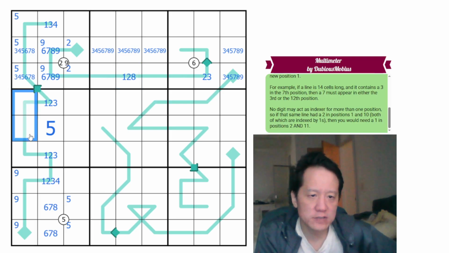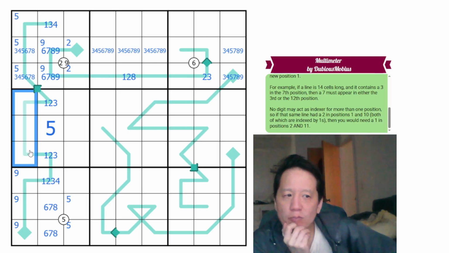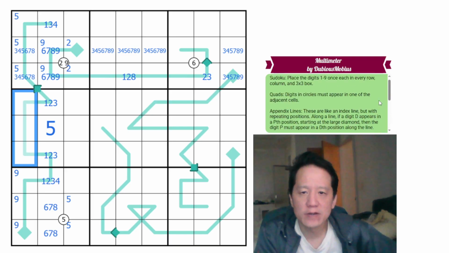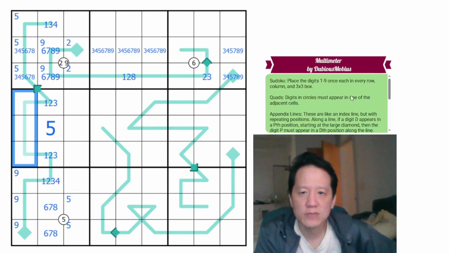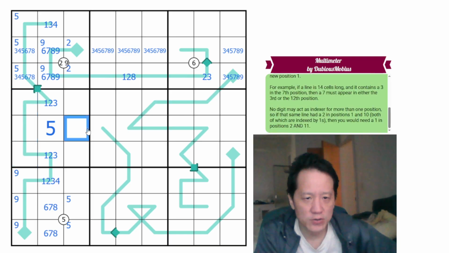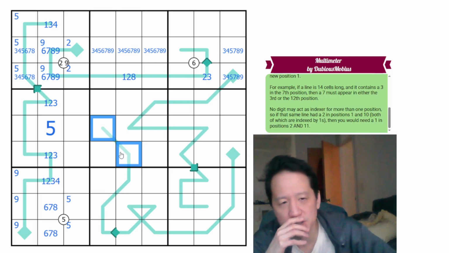Remaining digits. Okay, do we have any other information? Not really. So yeah, it's all down to essentially the appendix lines and trying to understand them.